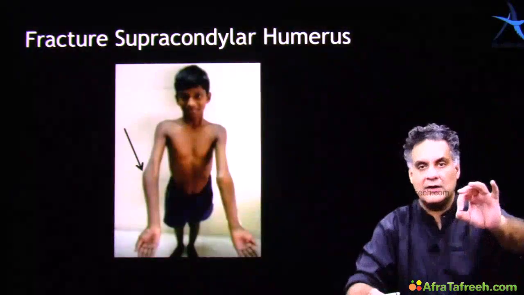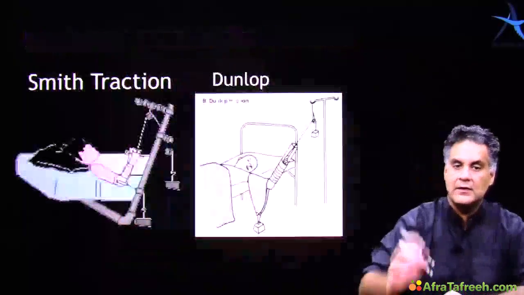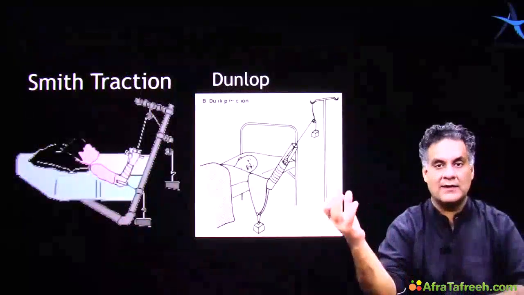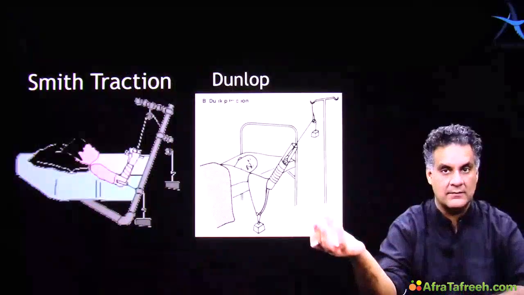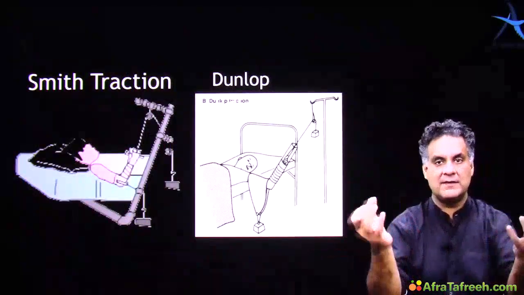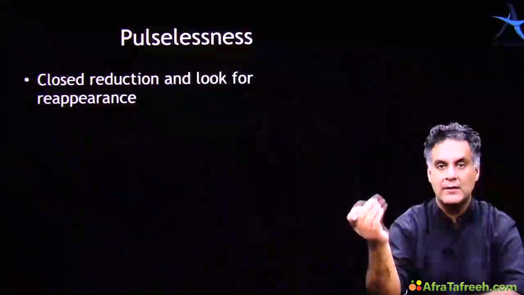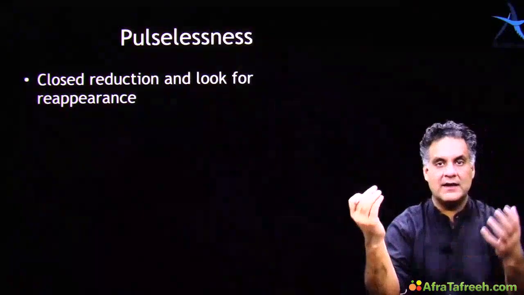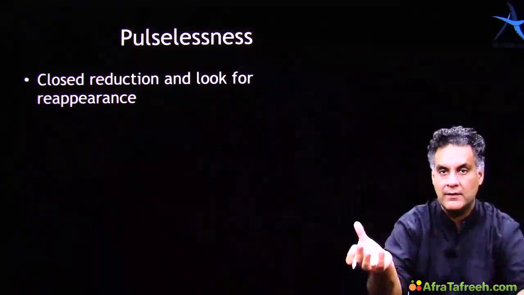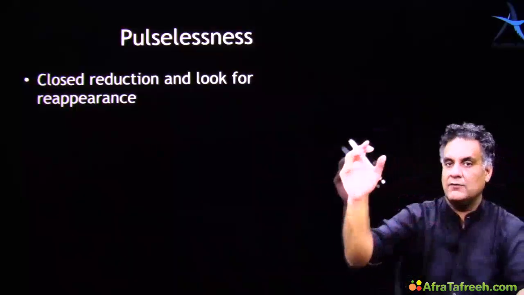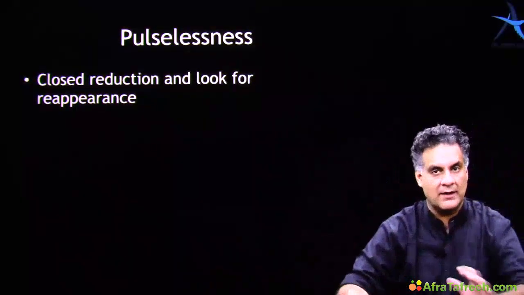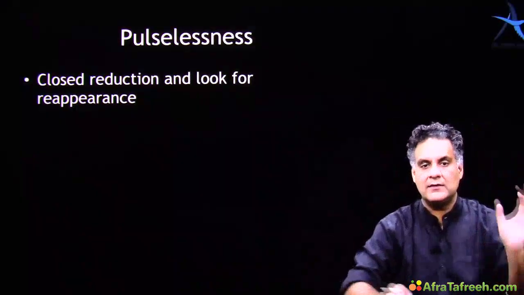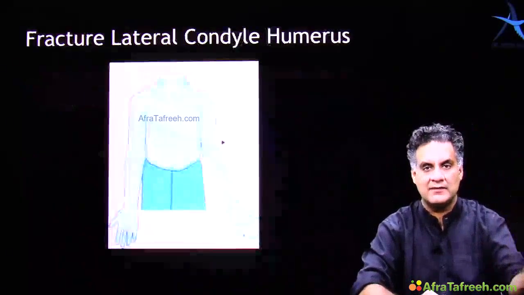Also remember, in supracondylar fracture humerus, you can have 2 tractions which were given in older times, called the Smith traction or Dunlop traction. Nowadays you do closed reduction plus K-wire fixation, what we saw. And if there is damage to the artery in supracondylar humerus, the brachial artery, which is the commonest artery involved in upper limb, popliteal artery is the commonest artery involved overall in the body in trauma conditions. What will be the method? Close, reduce, and look for reappearance of the pulse.